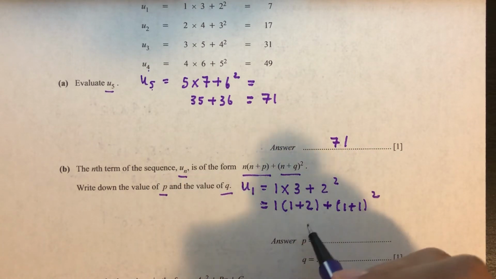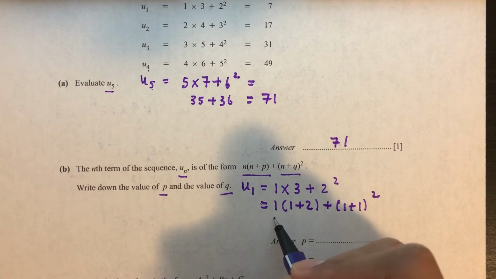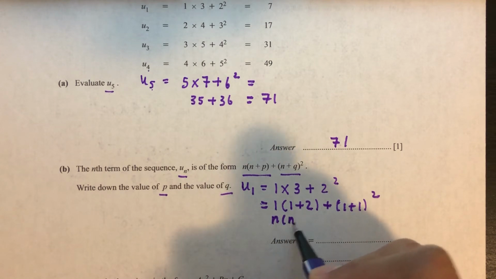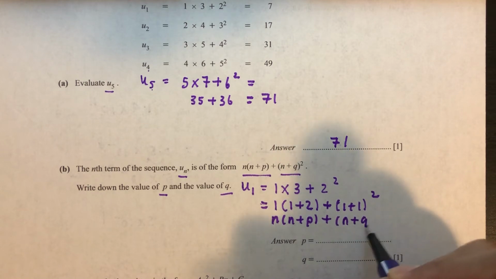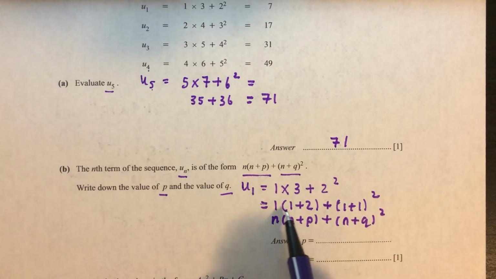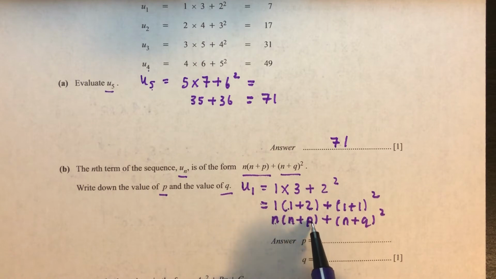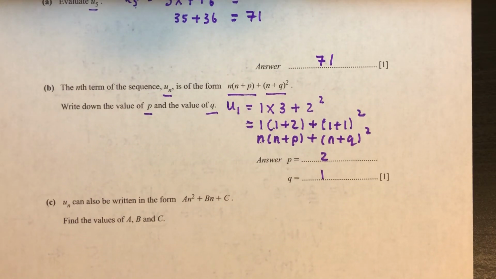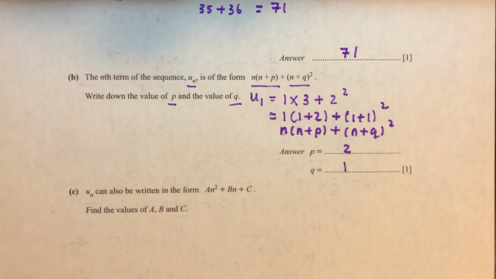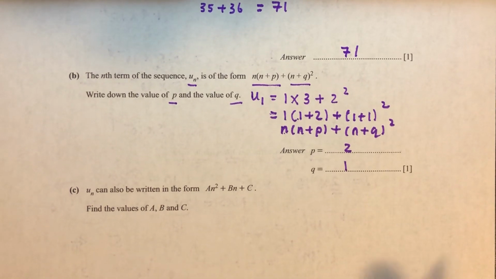So this is the value. Compare with this equation, n plus q squared. This is n, this is n, this is p, so p is equal to 2. This is n, and this number is q. q is equal to 1. Okay, the values of p and q are 2 and 1. Now part C. We have un can be written in this form.